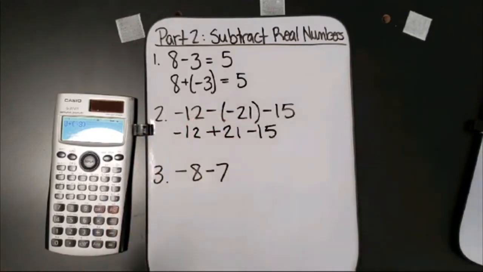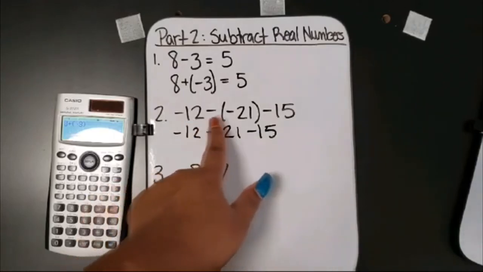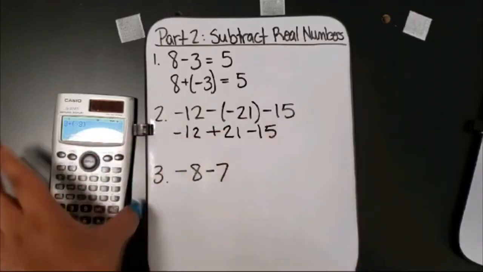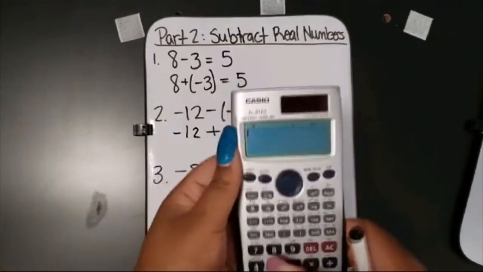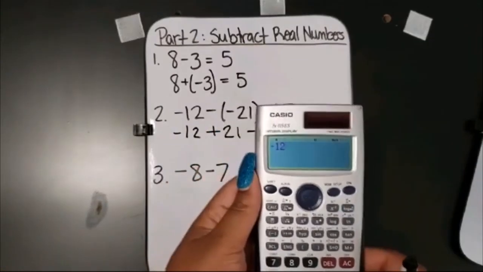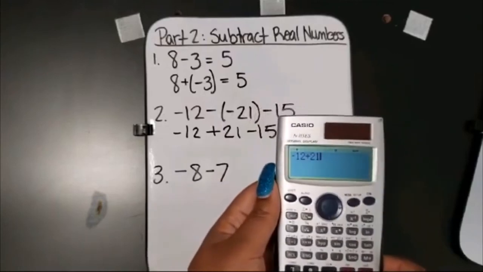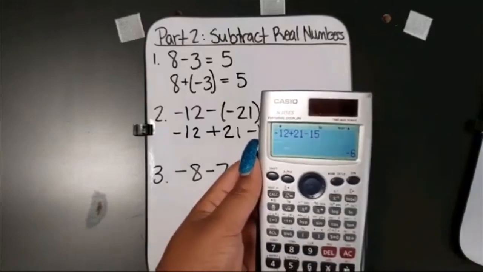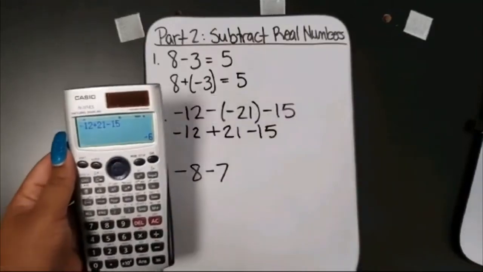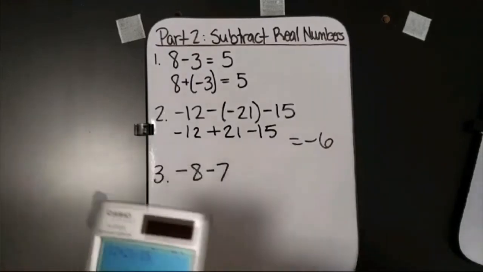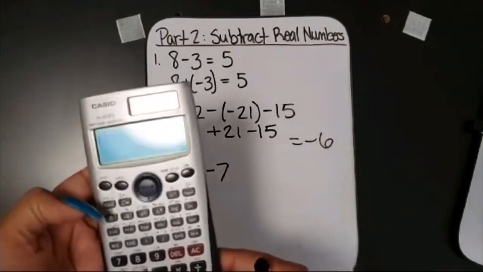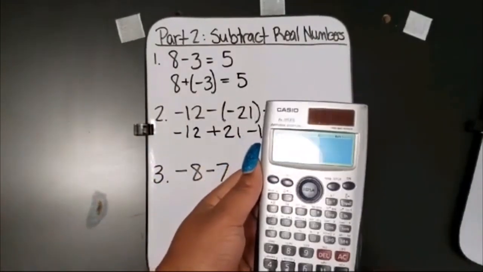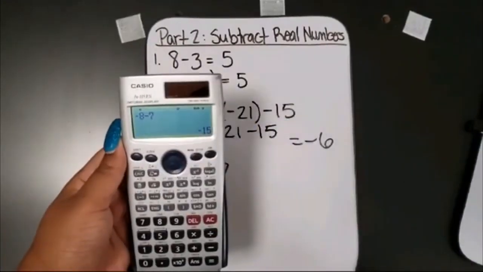So before you put it into your calculator, because you know that when you subtract a negative, it becomes a plus sign, you can go ahead and do that, write that step out, and then you can just put negative 12 plus 21 minus 15 in the calculator and get your answer, which is negative 6. Okay, so for number 3, you should have gotten negative 8 minus 7 equals negative 15.